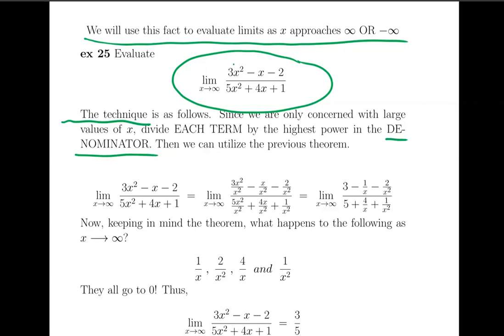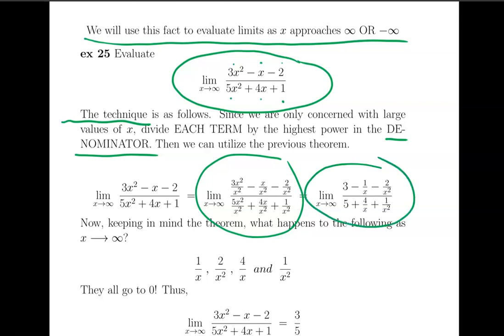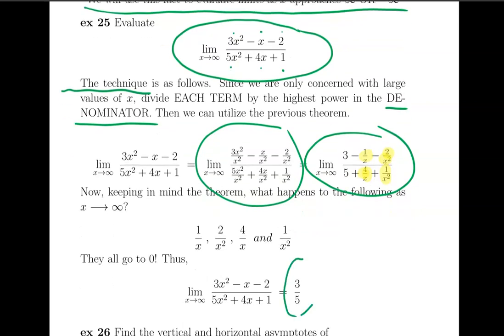So I have 1, 2, 3 terms upstairs, 1, 2, 3 terms downstairs. So every term, which is this step here, I'm dividing by x squared. That's the highest power in the bottom. Once you cancel everything and simplify, you're left with this. Now, what happens to this term, this term, this term, and this term as x gets very large? Well, they all go to 0 from that previous theorem. So the only thing that's left is the 3/5, which we have right here. That's where that comes from.